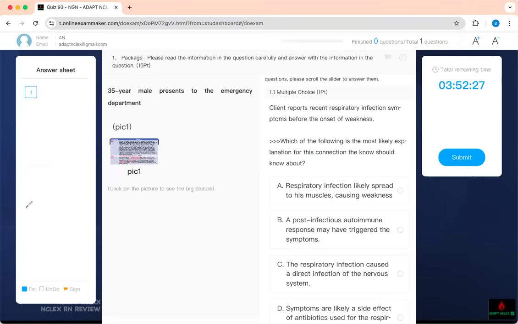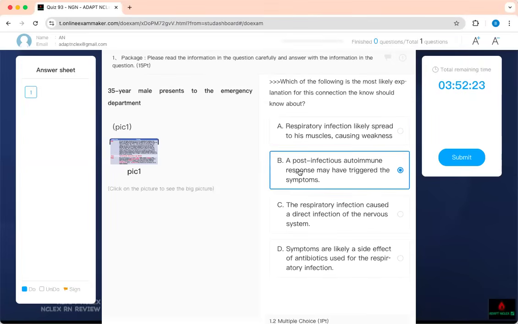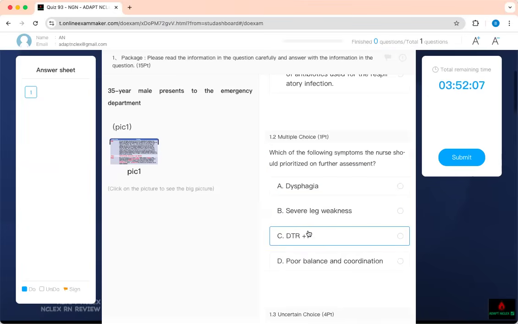Basically, if you have a respiratory infection and you develop this, it's because of a post-immune disease, right? It's post-infection, an autoimmune response that may be triggered by the infection. The respiratory infection may spread? It doesn't spread. The respiratory infection causes direct infection of the nervous system? No, it's autoimmune and triggered by the infection.